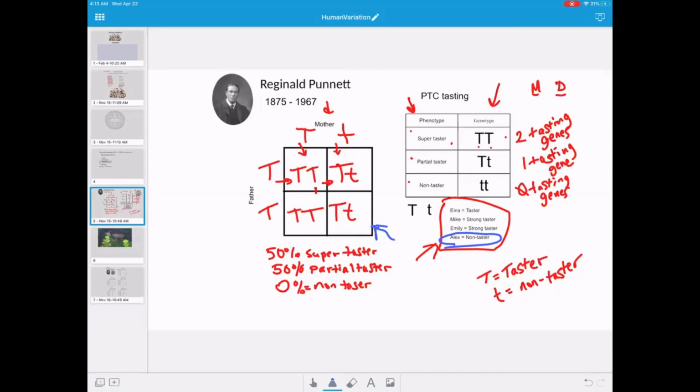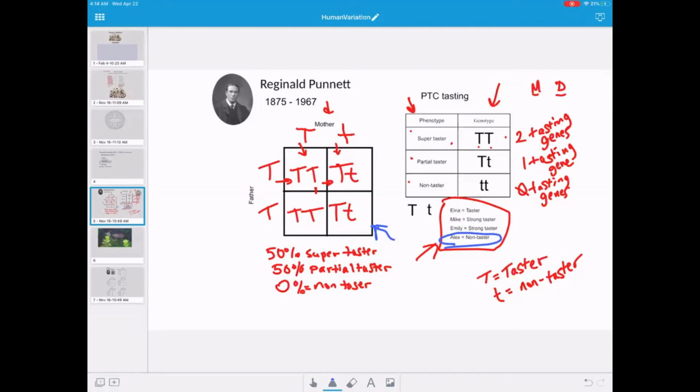Now, when we're dealing with phenotypes, this is where things can get fuzzy. This is where I said it could blur the line. Because if somebody thinks they're a strong taster, they might not be. They might just think it seems strong to them, but it might not be as strong as the strongest taster might be able to taste it.